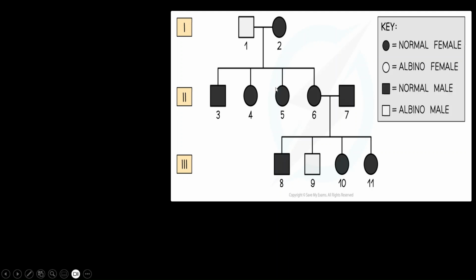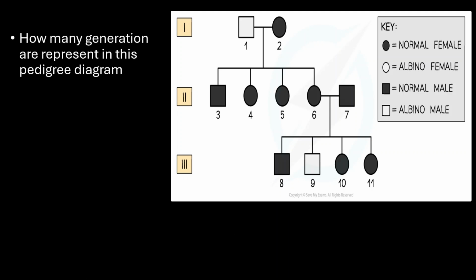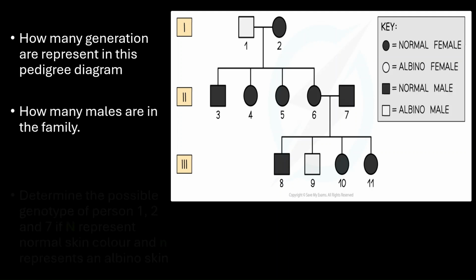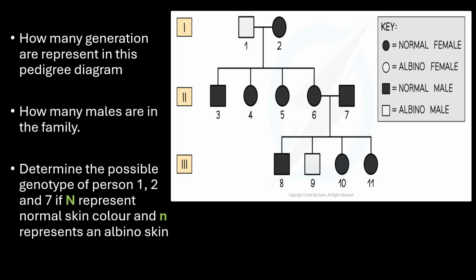All right, so let's look at another situation here, like we were doing earlier on. How many generations are present in this pedigree diagram? How many males are in the family? Determine the possible genotype for person 1, 2, and 7, if capital N represents normal skin color and small letter n represents albino.